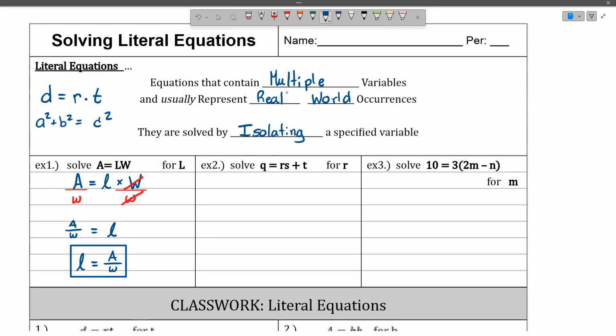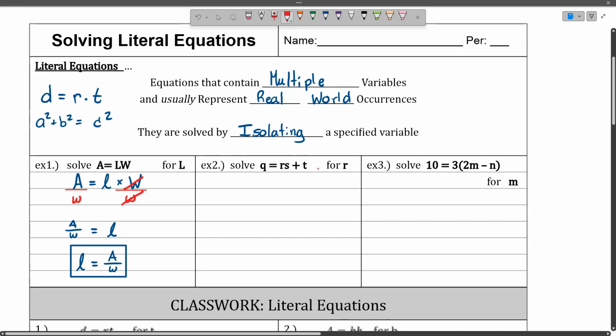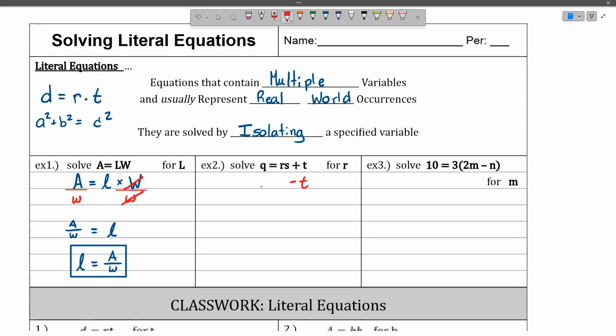Let's try example two. Currently, Q is isolated, but we want to isolate R. We want to get R alone. So that means we need to undo the T and we need to undo the S. So let's think, how would I undo plus T? Hopefully you've already guessed it. It's minus T. Very good.